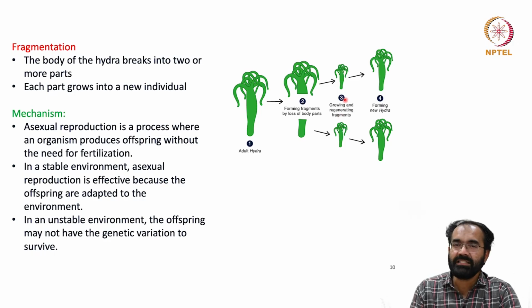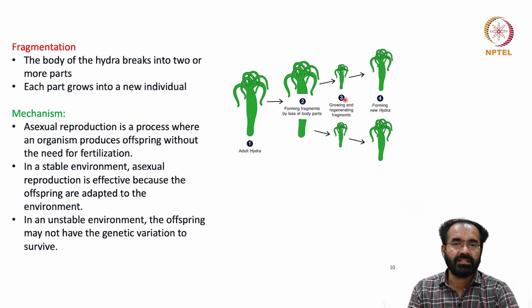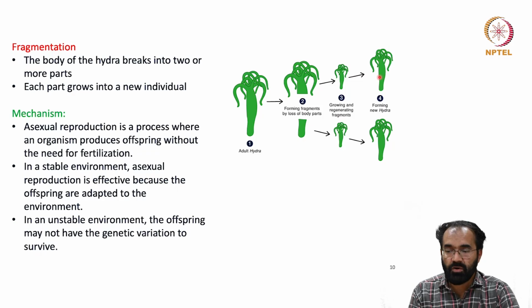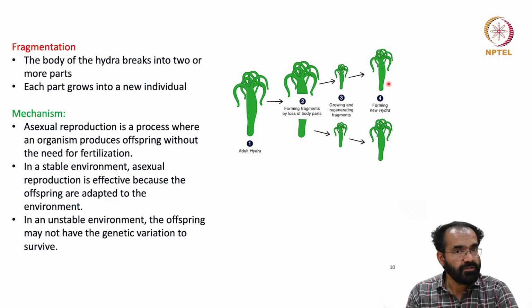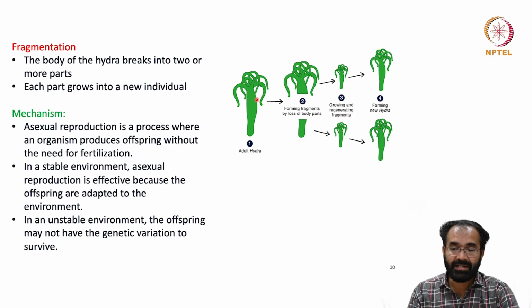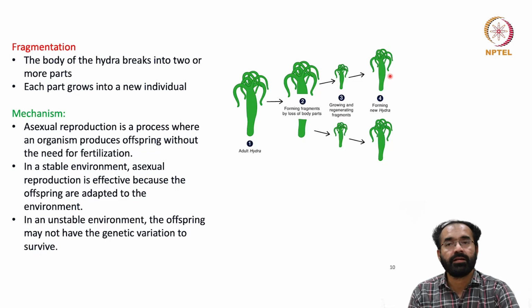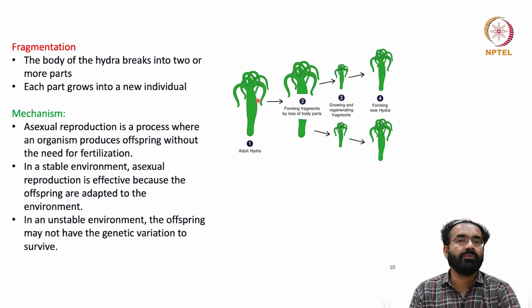So basically fragmentation is nothing but regeneration, but since it is asexual reproduction, it is often referred to as fragmentation. Now this Hydra grows slowly by cellular proliferation, and that will become a new Hydra, which is fully identical to the parent Hydra, genetically identical, and it can reproduce by budding, etc. It can also do sexual reproduction using gametes. And asexual reproduction is a process where an organism produces offspring without the need for fertilization.